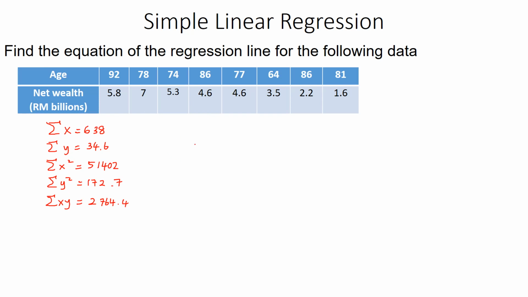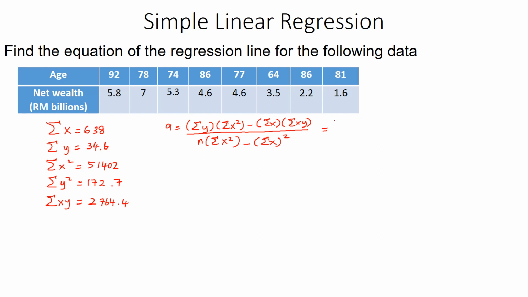To find the value of a, the formula is the sum of y multiplied by the sum of x square minus the sum of x multiplied by the sum of xy, all this divided by n multiplied by the sum of x square minus the sum of x, all this squared. Okay, now we just have to substitute the values.